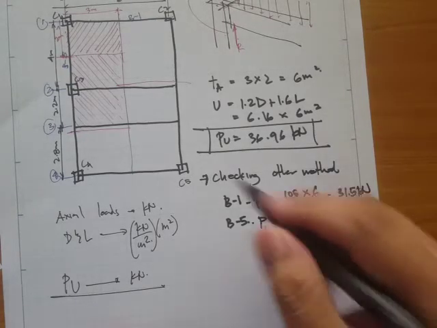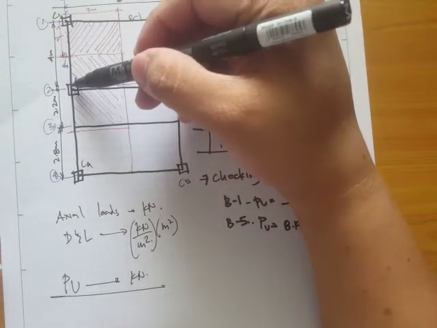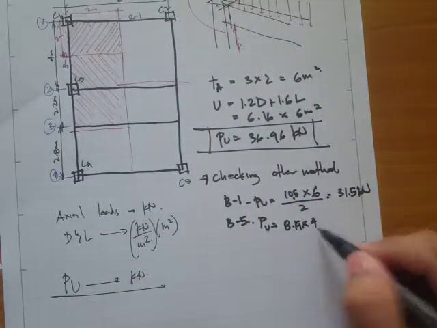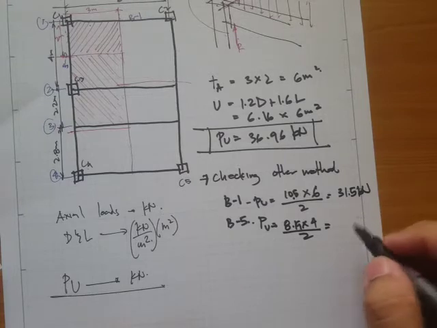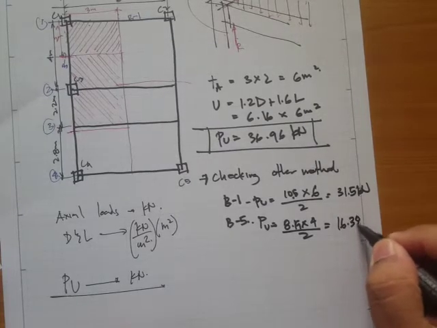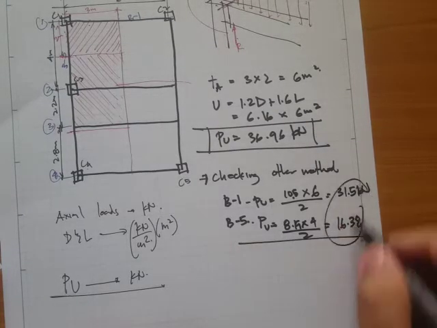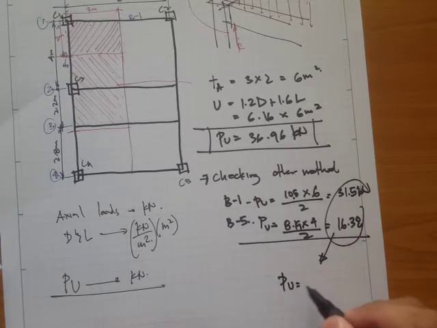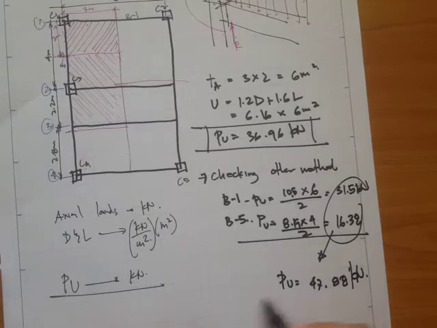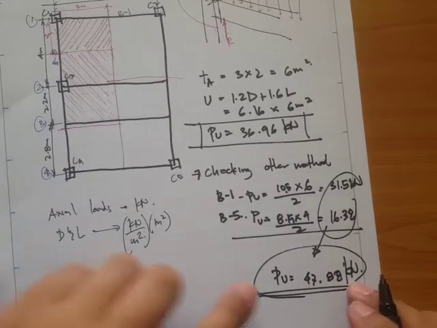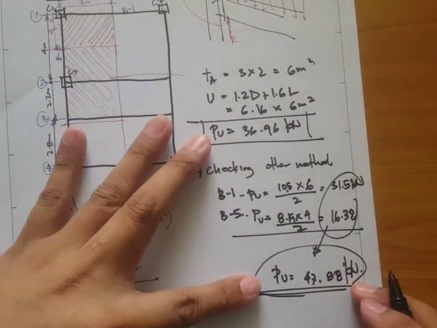B-5, the value is 8.19 times, okay, what is this length? That's 4. So WL over 2, 4 divided by 2, is equal to 16.38. So if we add this up, what we get is 47.88. So what's the problem with this? Okay, so supposedly they must be the same.